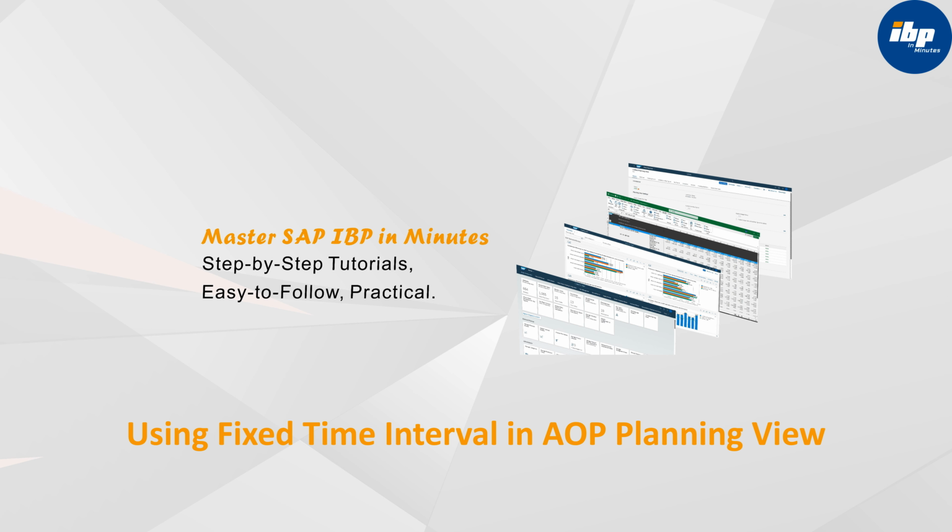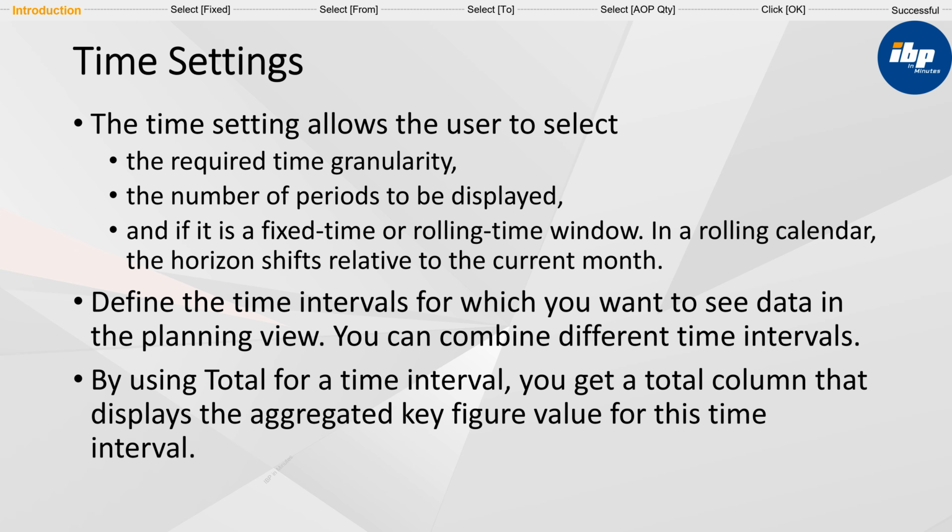Welcome to this tutorial on using a fixed time interval in an AOP planning view. First, review what time settings control. They let you choose the required time granularity, define the number of periods to display, and decide whether the planning horizon uses a fixed time or rolling time window. You can also combine different time intervals or use total to display aggregated key figure values.